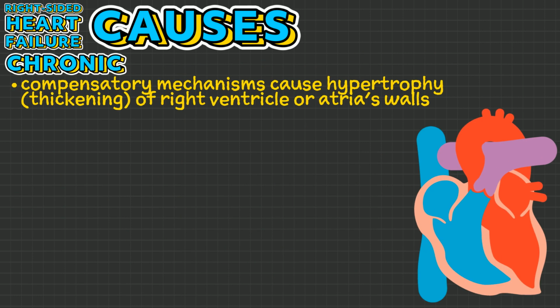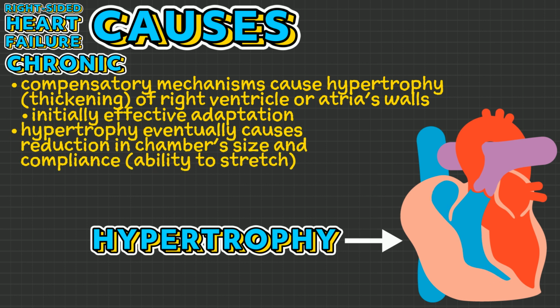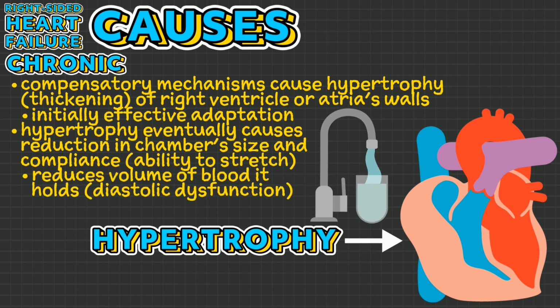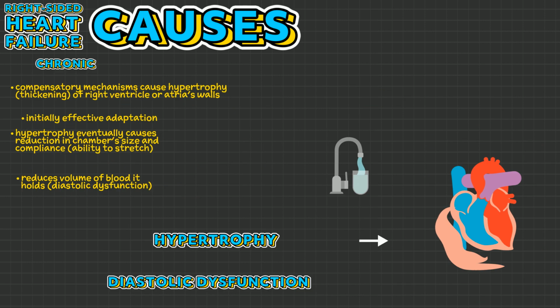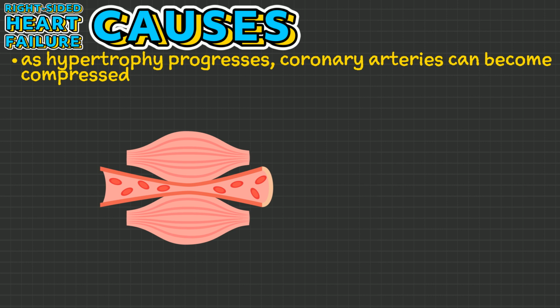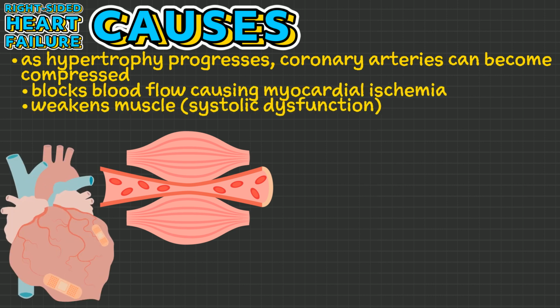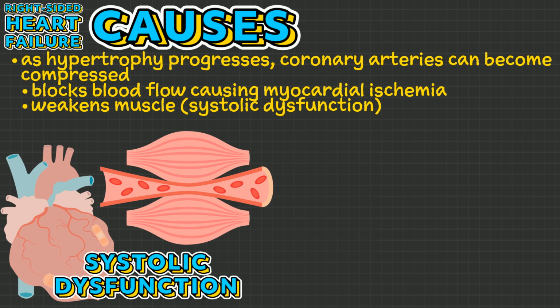If afterload increases chronically, compensatory mechanisms cause hypertrophy or thickening of the right ventricle or atria's walls, which initially is an effective adaptation. However, eventually it causes a reduction in the chamber size and compliance or ability to stretch. This reduces the volume of blood it holds, causing a diastolic dysfunction. As hypertrophy progresses, the coronary arteries can become compressed, blocking blood flow and causing myocardial ischemia. This weakens the muscle, causing a systolic dysfunction.